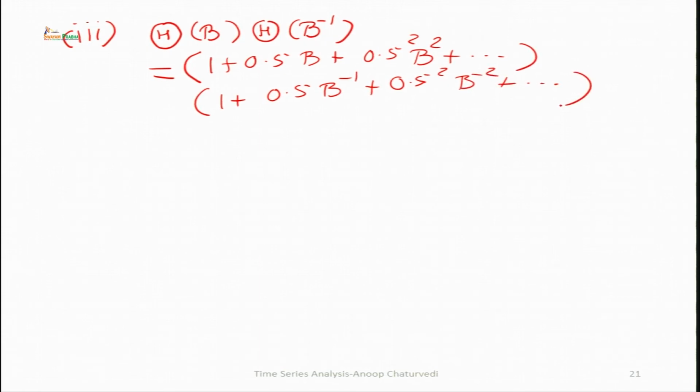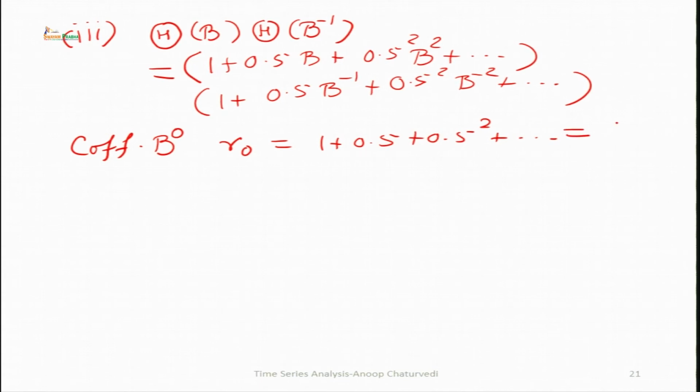Again you multiply these two terms and arrange the multiplication in the powers of B, and then you can easily check the coefficient of B to the power 0 is gamma 0 equal to 1 plus 0.5 plus 0.5 square plus so on. You have an infinite geometric series, and the value of this series is 4 by 3.